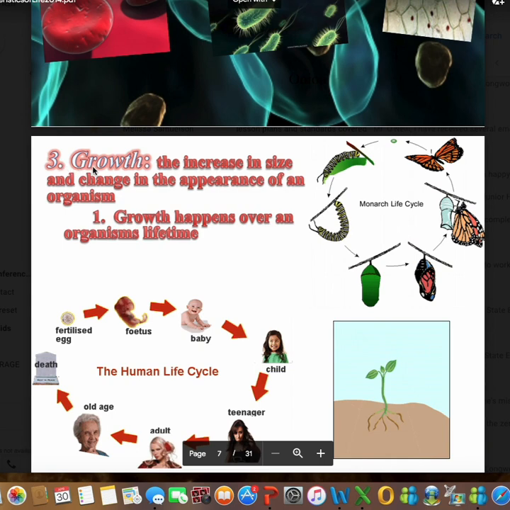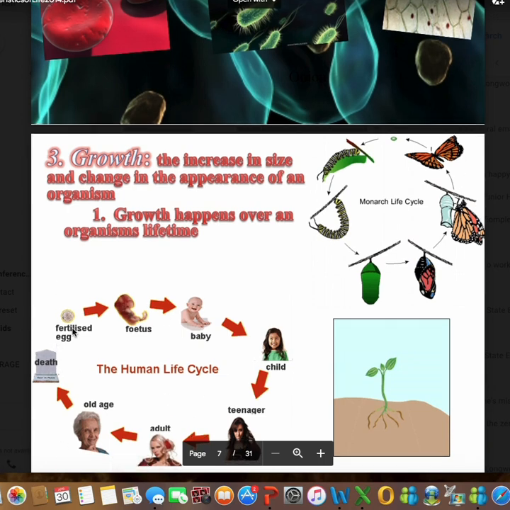D is to develop. In order to develop and become an organism that has the best survival rates, you have to grow. You have to get bigger. You have to change your appearance. You have to adapt to your environment. So develop and grow. The monarch butterfly is an egg, then a caterpillar, then a pupa, then it becomes a butterfly. It has a life cycle. All organisms go through a life cycle.